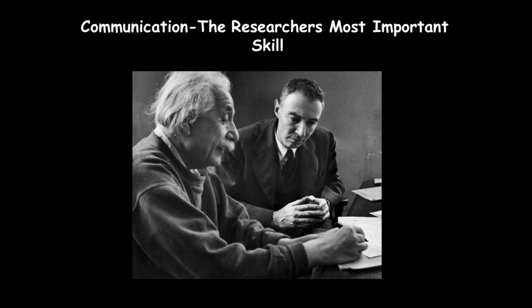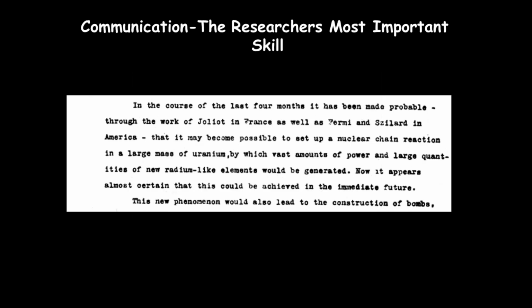and I haven't got a clue. So this is a person who is thinking at the cutting edge of mathematics, physics, science, astronomy. He's communicating to the president, and he says, in the course of the last 4 months, it has been made probable through the work of Joliot in France, as well as Fermi and Szilard in America, that it may be possible to set up a nuclear reaction in a large mass of uranium by which vast amounts of power and large quantities of new radium-like elements would be generated. Now it appears almost certain that this could be achieved in the immediate future. This new phenomenon would also lead to the construction of bombs.